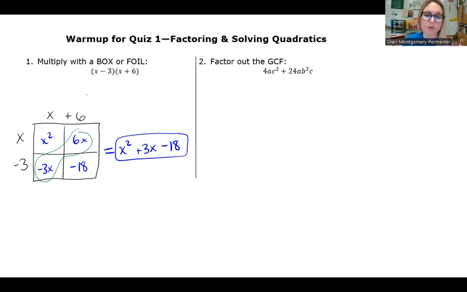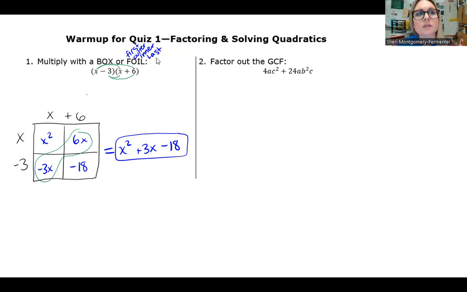Another way to do it is doing FOIL, and FOIL stands for first, outer, inner, and then last. To be honest, it doesn't matter what order that you do those in. You just need to make sure you do all of them. And so what it's doing is it's connecting all of the pieces. So it's the first term times the first term. Then you can do the outer terms, the two outer terms, the x and the 6. And then we can do inner, and then we can do the two last terms. It doesn't really matter what order, you just need to make sure you connect everything.